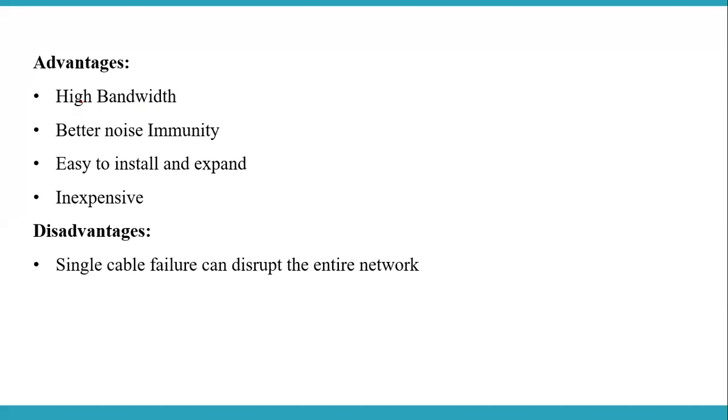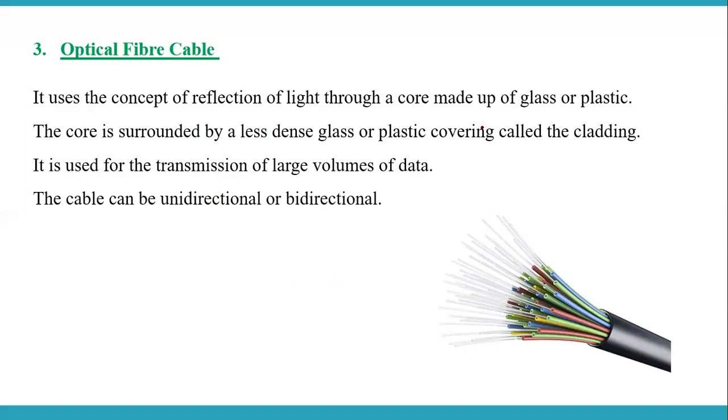So the advantages क्या है coaxial cable की? First advantage है कि it has high bandwidth, better noise immunity, easy to install and expand, और ये है inexpensive. And what is disadvantage? Single cable failure can disrupt the entire network. अगर आपका coaxial cable में एक केबल भी फेल हो गया, so आपका पूरा नेटवर्क जो है वो डिस्ट्रप्ट हो जाएगा. So this is coaxial.